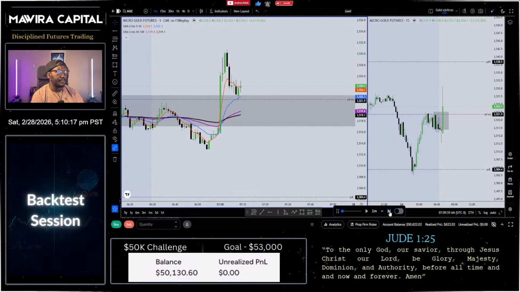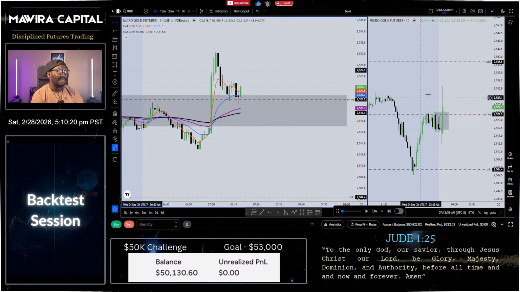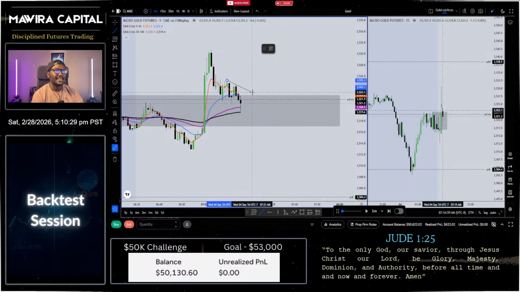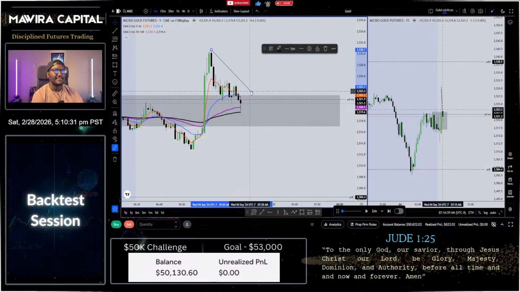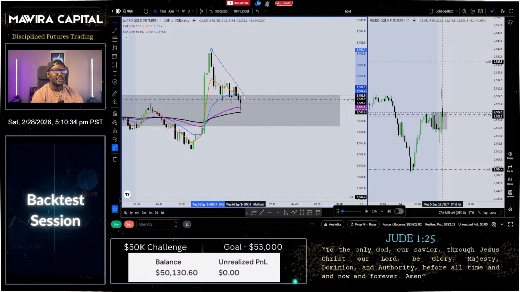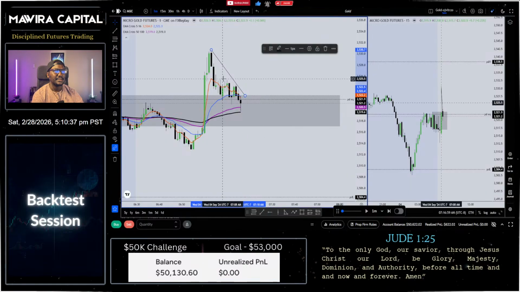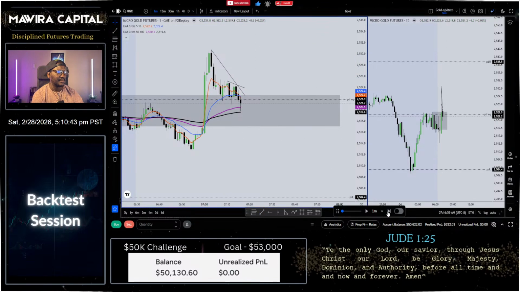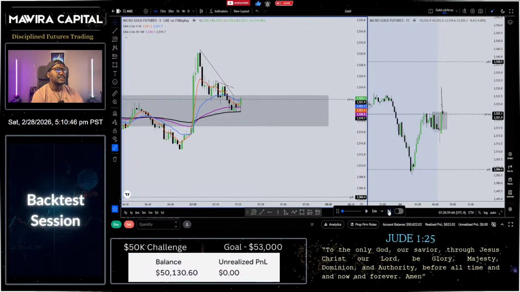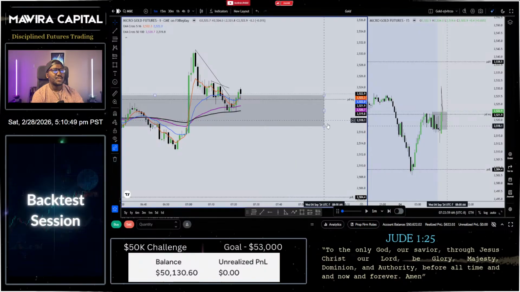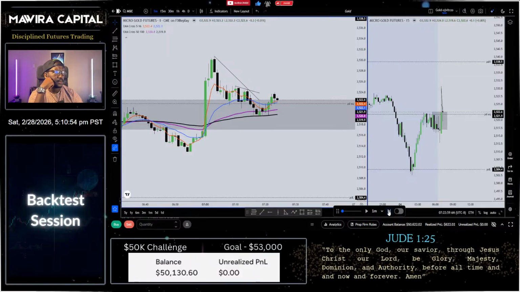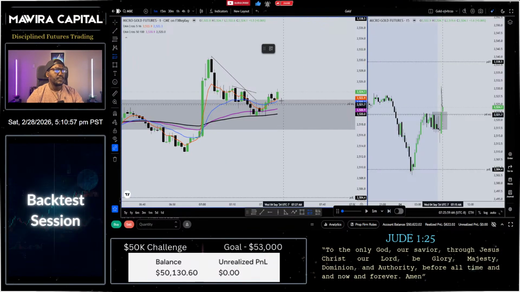Okay, EMA is lined up. I just need to see a retest of the zone. Huge rejection. Sheesh. Do I want to take this? That's a nice trend line right there. Do I want to take this? Okay, that's a trade. Let me see the next candle. Okay, we're good. I'm going in.